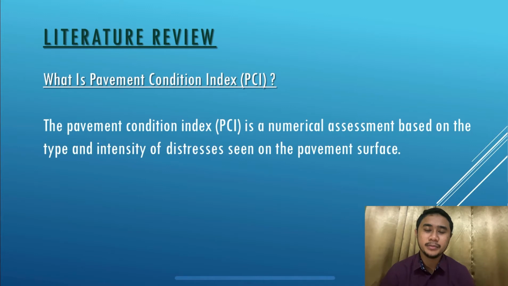I want to present about the literature review. First, what is the pavement condition index, or PCI? The pavement condition index is a numerical assessment based on the type and intensity of the distress seen on the pavement surface. It is determined by observation during the inspection. The standard PCI rating scale is 0 to 100, where 0 is the worst possible condition and 100 represents the best possible condition.